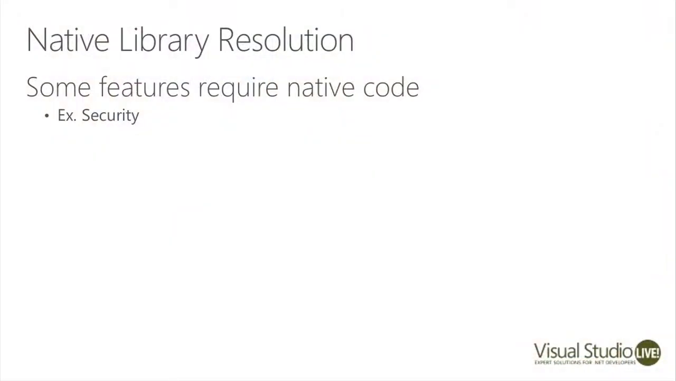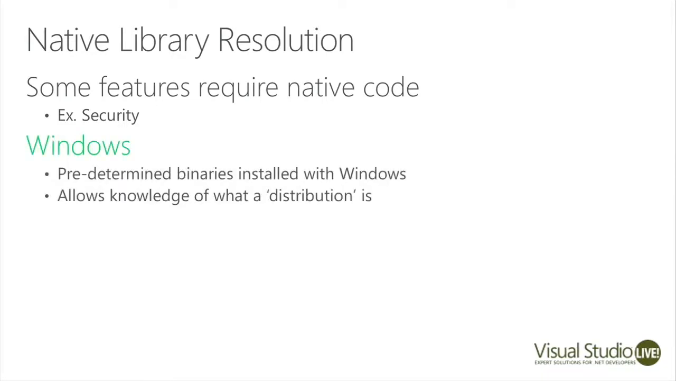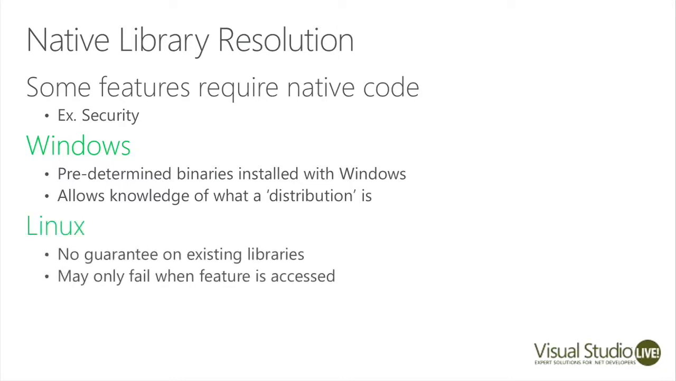Why might we have platform differences? Because we talked about console, for example. Some features do absolutely require native code. Security is a great example of that. On Windows, we know exactly at Microsoft what gets released with a version of Windows, right? We kind of know what our, quote, distribution is, so to say. It's predetermined, and we know what gets released with the end versions, professional, whatever versions that we spin.